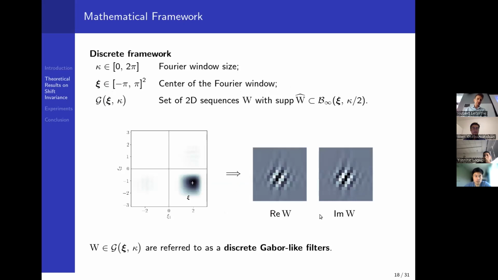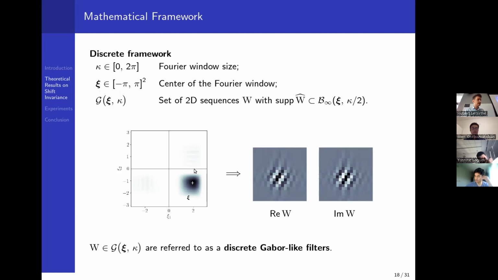So let's start with a few notations in the discrete framework. Kappa here denotes the Fourier window size, and xi denotes the center of this window. Then we consider G of xi and kappa as the set of discrete filters with Fourier transform supported in a window of size kappa centered in xi. Throughout the presentation, I will refer to such objects as discrete Gabor-like filters, as written here.